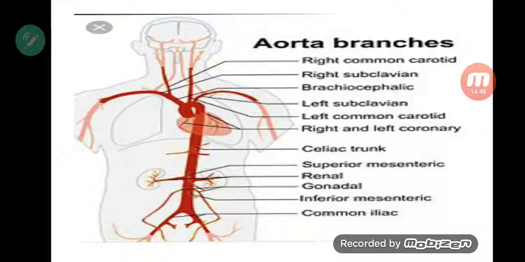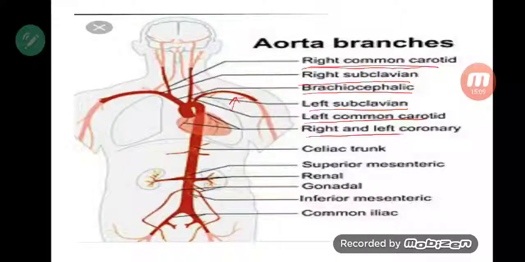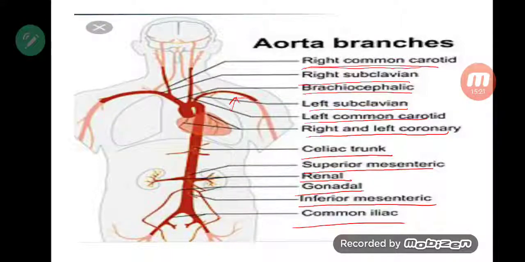Aorta branches: right common carotid artery, which gives blood supply to the brain, right subclavian, and brachiocephalic, left subclavian, left common carotid, right and left coronary, celiac trunk, superior mesenteric, renal, gonadal, and inferior mesenteric and common iliac arteries.